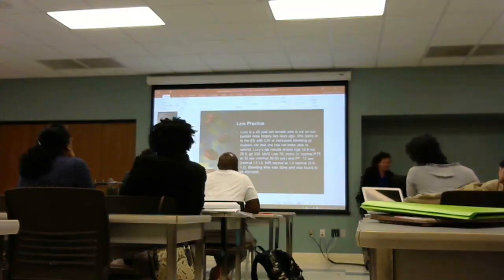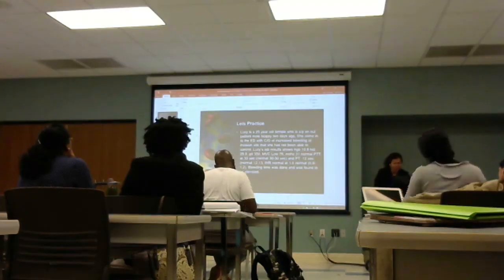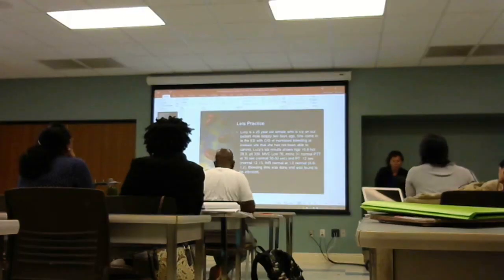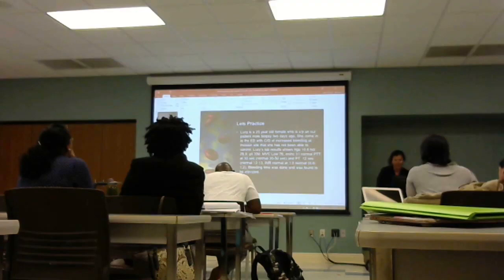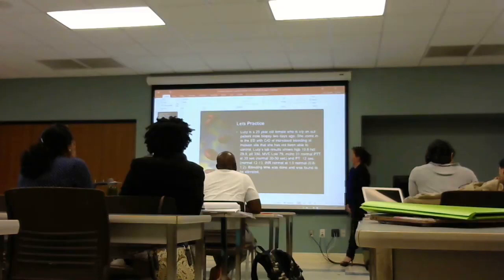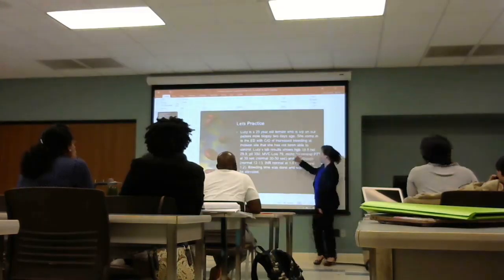So this is a female status post spinal biopsy 2 days ago. She comes into the ER complaining of increased bleeding at the incision site. She has not been able to control it. Laboratory results show hemoglobin of 10, hematocrit is 28.9, platelets are 350. MCV is low. So far, if you remember anemia, I have anemia with a low MCV and a low MCHC, so I have an iron deficiency anemia.